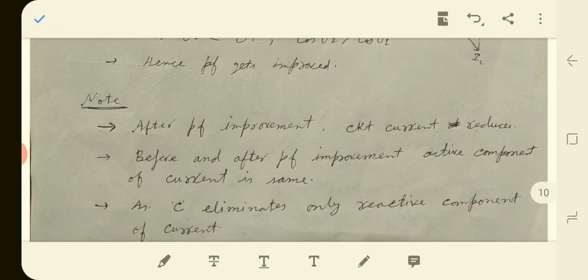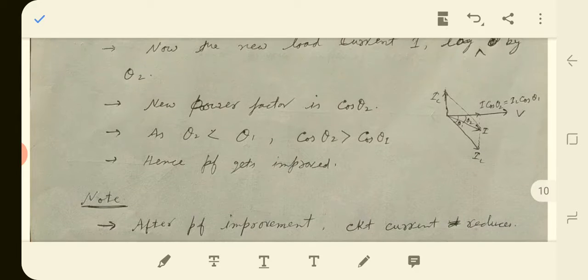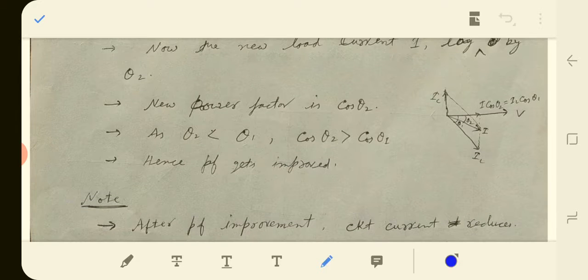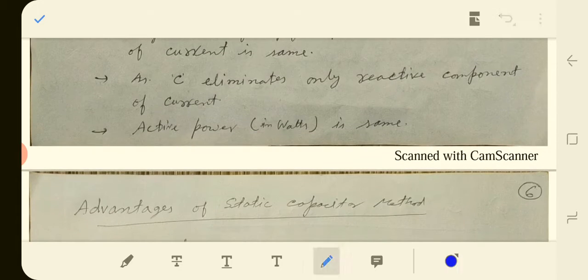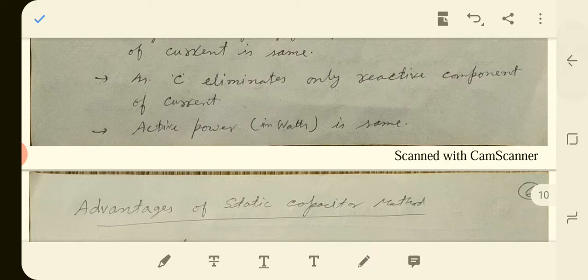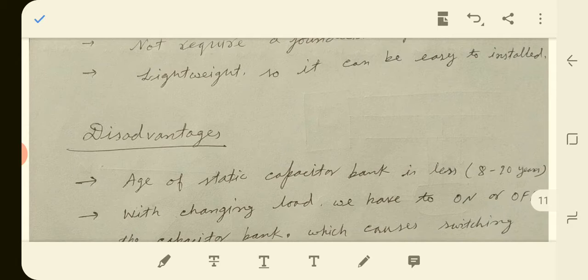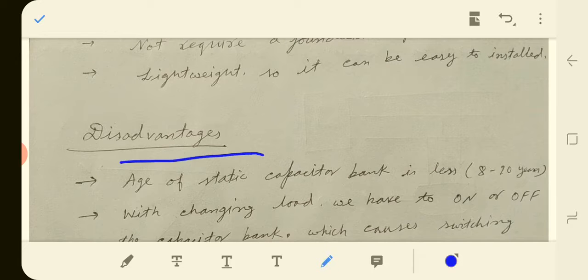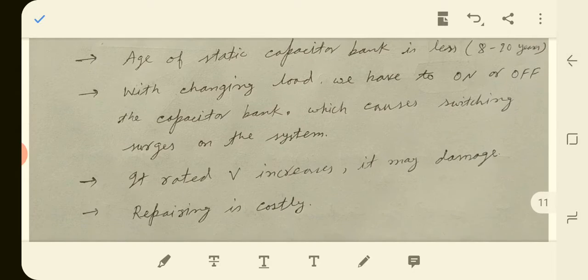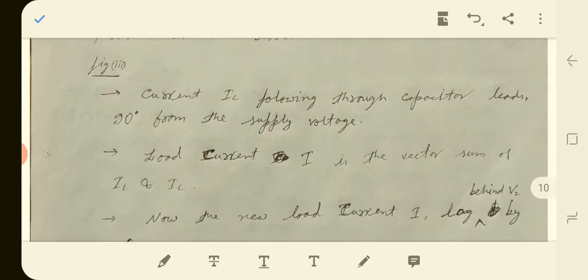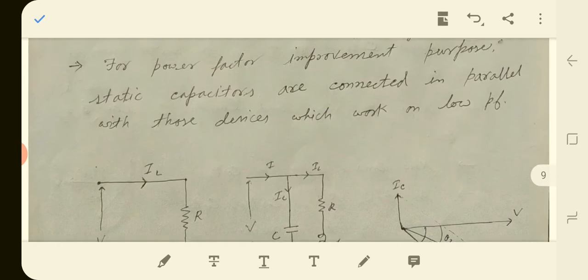We also discussed some notes: before and after power factor improvement, the active component of current is the same, so the net active power of the system will be the same. We also discussed the advantages and the disadvantages of the static capacitor method. This was all about power factor improvement by the static capacitor method.